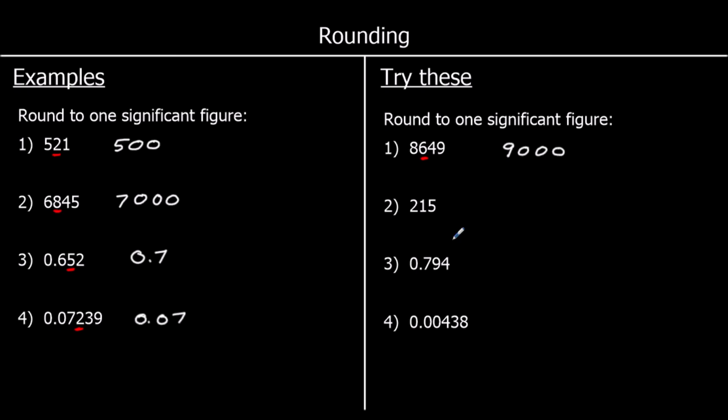Question 2. The first non-zero number is the 200. The one after it's a 1, so it's less than 5, so it stays as 200. We leave it as it is.